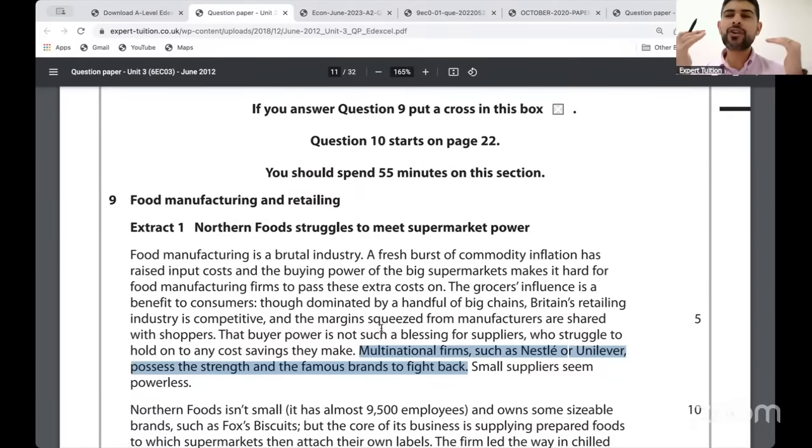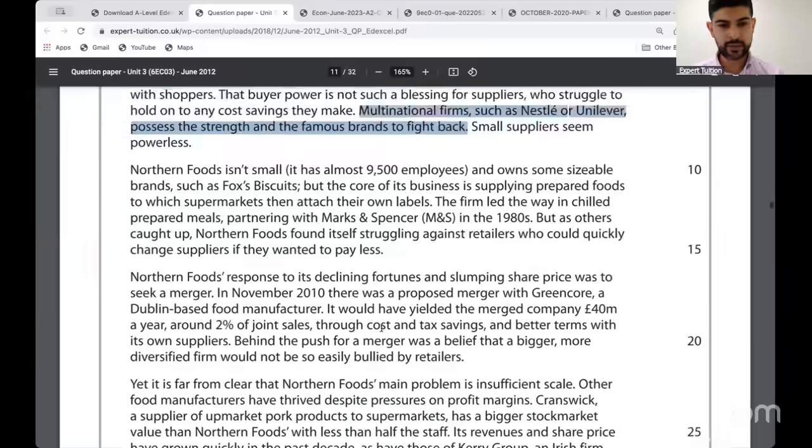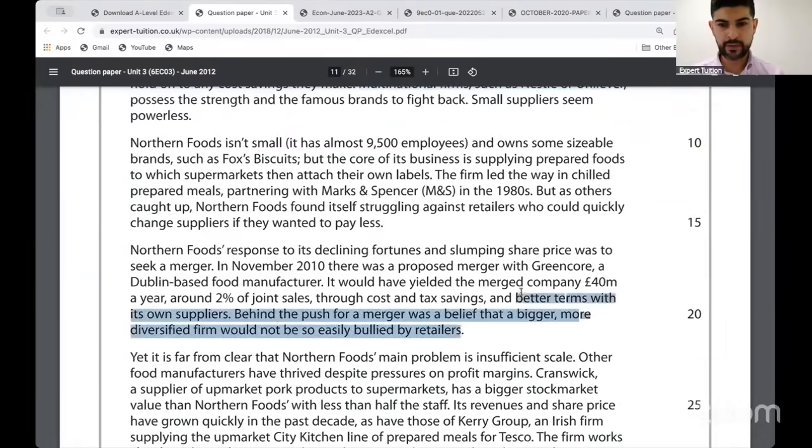Yeah. And the extract has a whole paragraph about this. It talks about how Northern Foods are looking to merge with a company called Greencore. And my favorite quote in the entire extract is this. It goes, behind the push for a merger was a belief that a bigger, more diversified firm would not be so easily bullied by retailers. Yeah. It's somewhere here. Where is it? There we go. Yeah. There. Cool. So it was all about the fact that they could merge, and that would be an exceptional evaluation to say, hey, look, actually, monopsony power might be restricted.